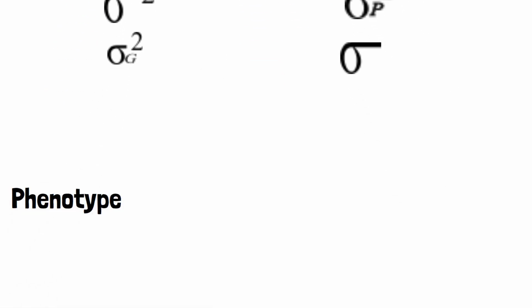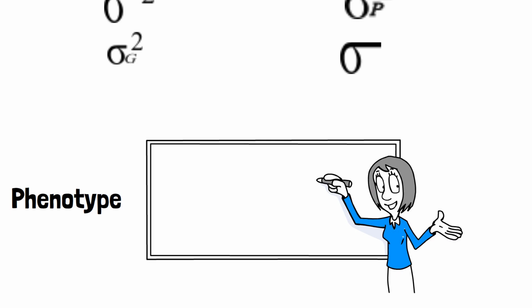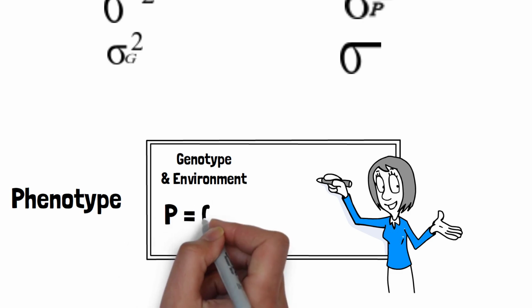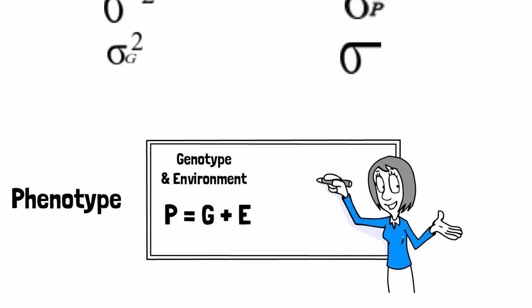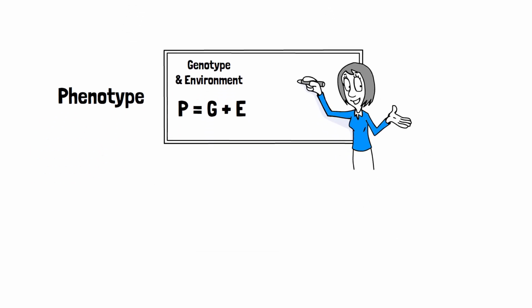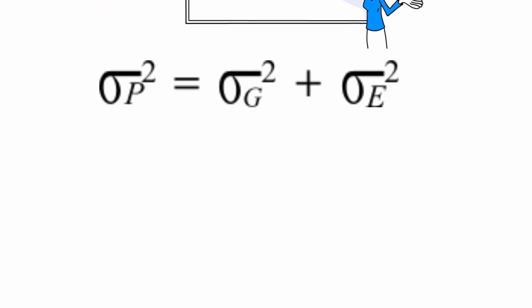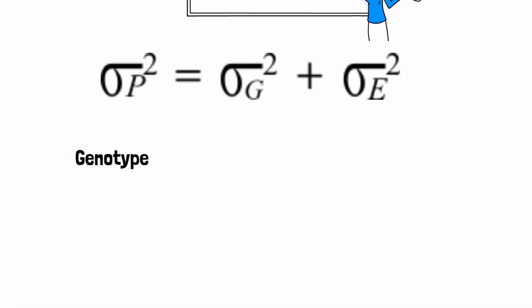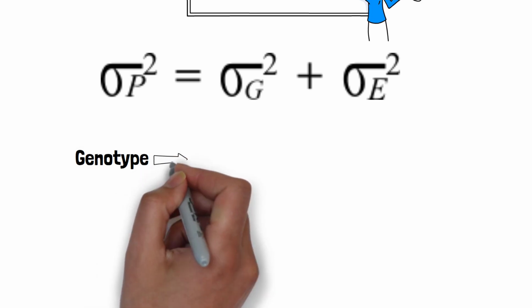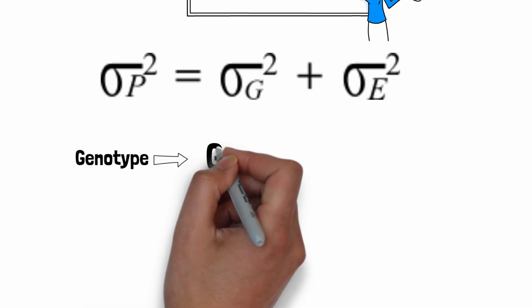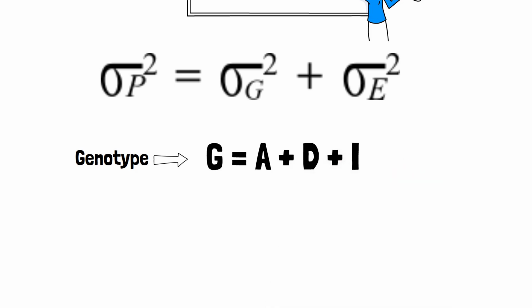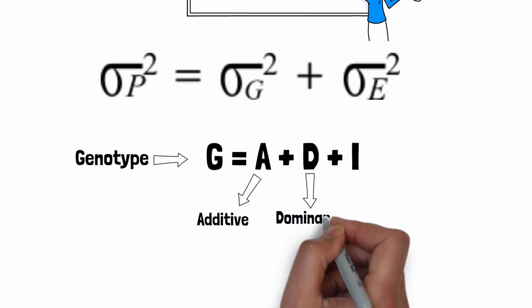Remember, phenotype, as always emphasized by our teachers, is the combination of two entities, genotype and environment. So P equals G plus E. So the variance representation is also the same. Sigma square P equals sigma square G plus sigma square E. But genotype can also be partitioned based on gene interactions. Genotype equals A plus D plus I. That is additive plus dominance plus epistatic.